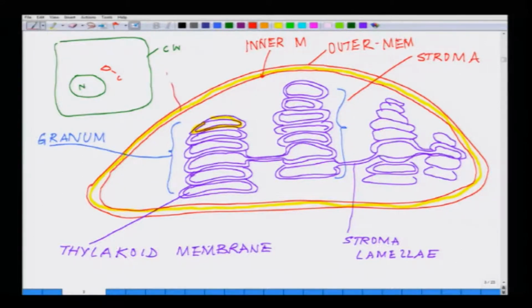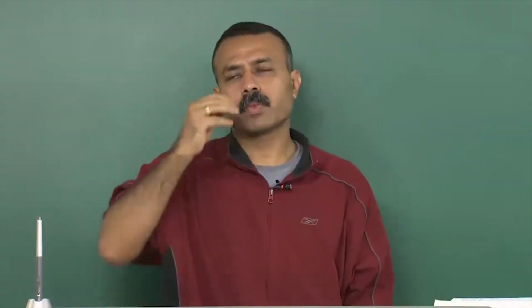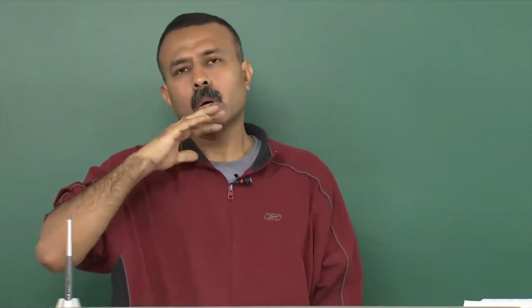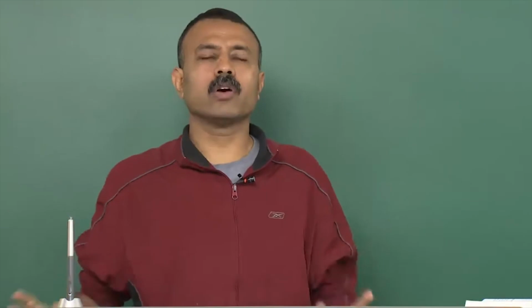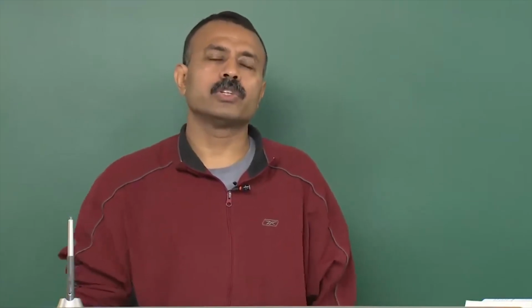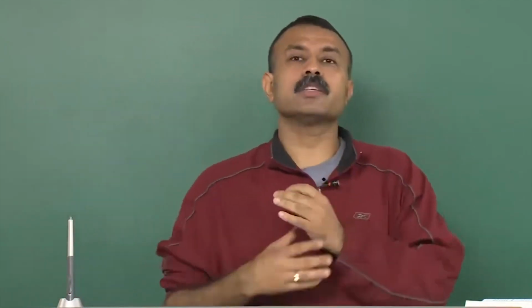So this is the intermembranous space. Fine. So this is essentially the whole structure of the chloroplast, which is involved in trapping the sunlight. Now the question arises, where exactly is it trapping the sunlight? This is very important.